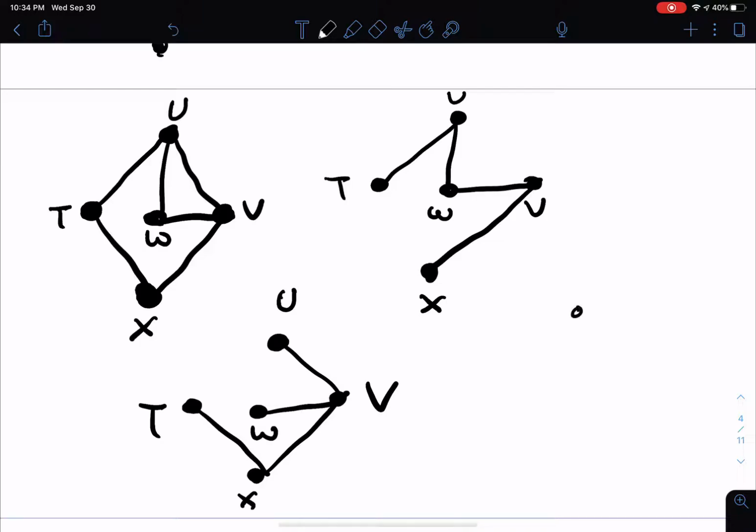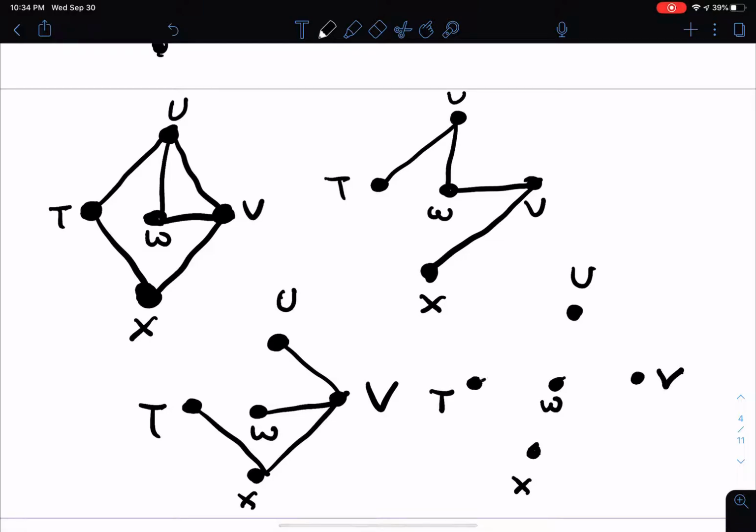Alright, let's do one more. So these are all spanning trees, these are all subgraphs of the original graph. They're all spanning trees. A type of subgraph. Spanning trees aren't the only type of subgraph, but it's the kind we're doing.